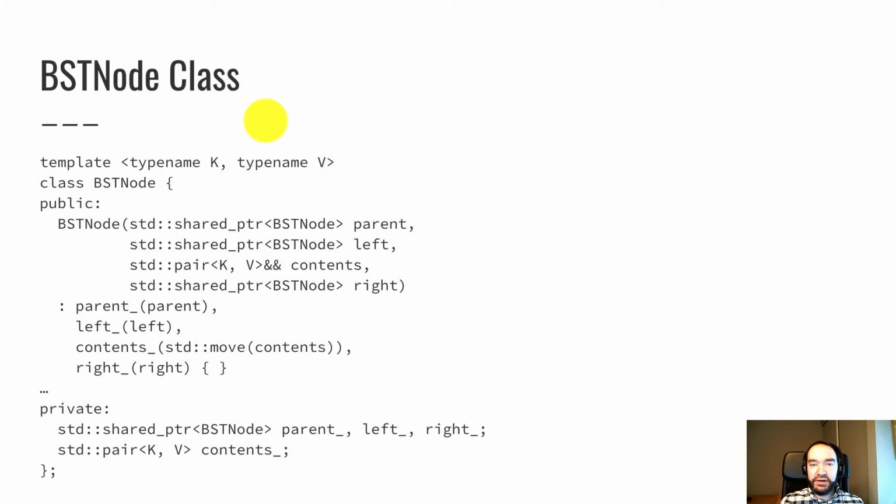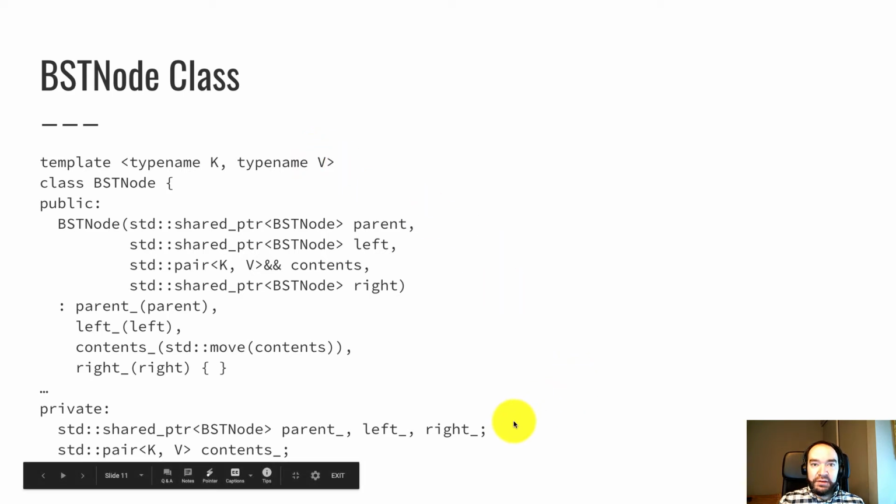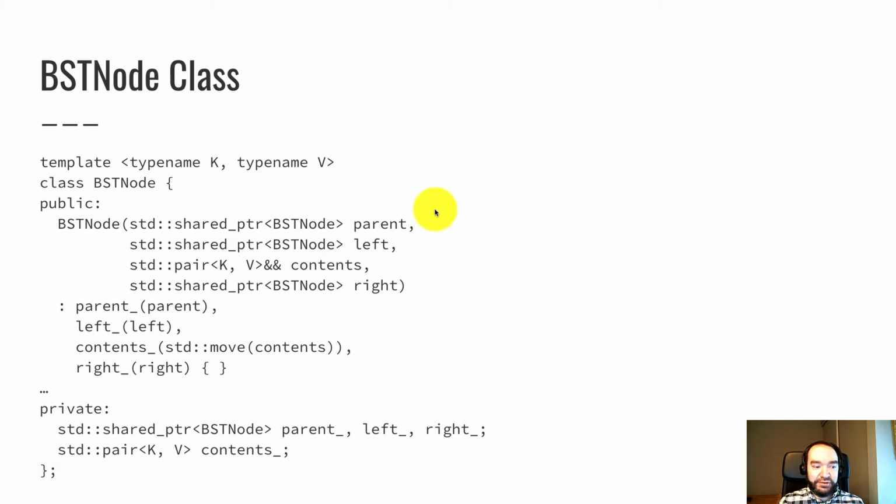We need one class for a node in the tree and a second class for the entire tree. This is the binary search tree node class. It's a template class with two template parameters, K for the key type and V for the value type. We are using our tree to implement the map abstract data type, so every entry into the tree is a key and value that are associated together. There are 4 data members in the class, 3 shared pointers to other nodes: the parent pointer, left pointer, and right pointer. And then there's also a std::pair<K, V> that's the contents of this node.